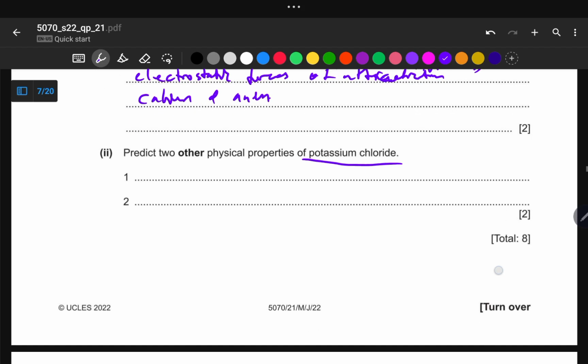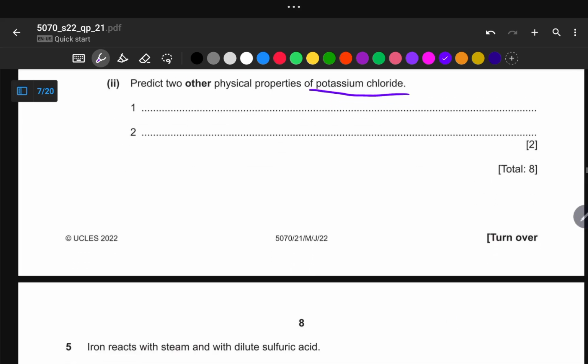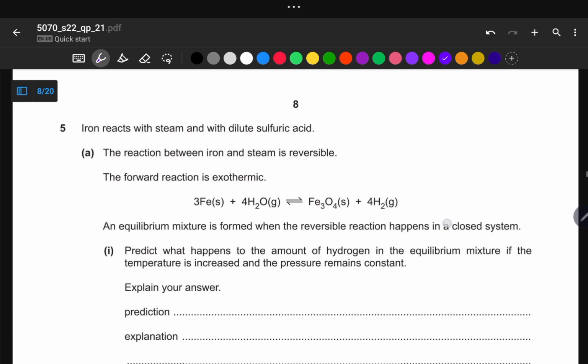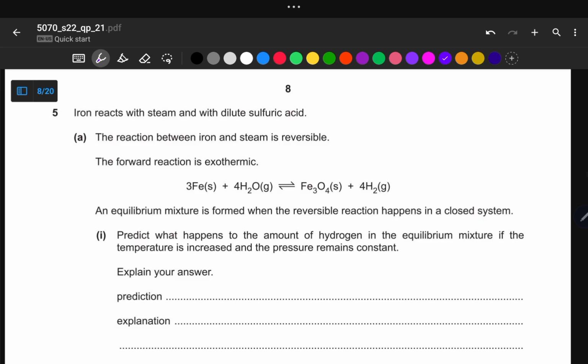So we are now moving on to the next part, which is number 5. Number 5 says the iron reacts with steam and dilute sulfuric acid. The reaction between iron and steam is reversible. So whenever we are dealing with reversible reactions, what should come first in your mind is Le Chatelier's principle. So Le Chatelier's principle is what governs all the dynamic equilibrium reactions, right?